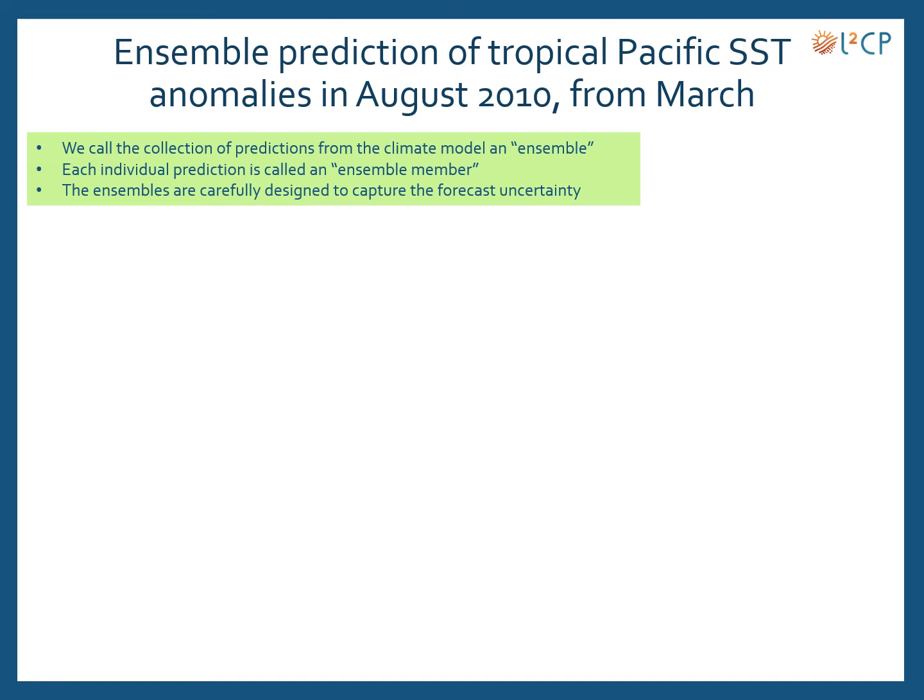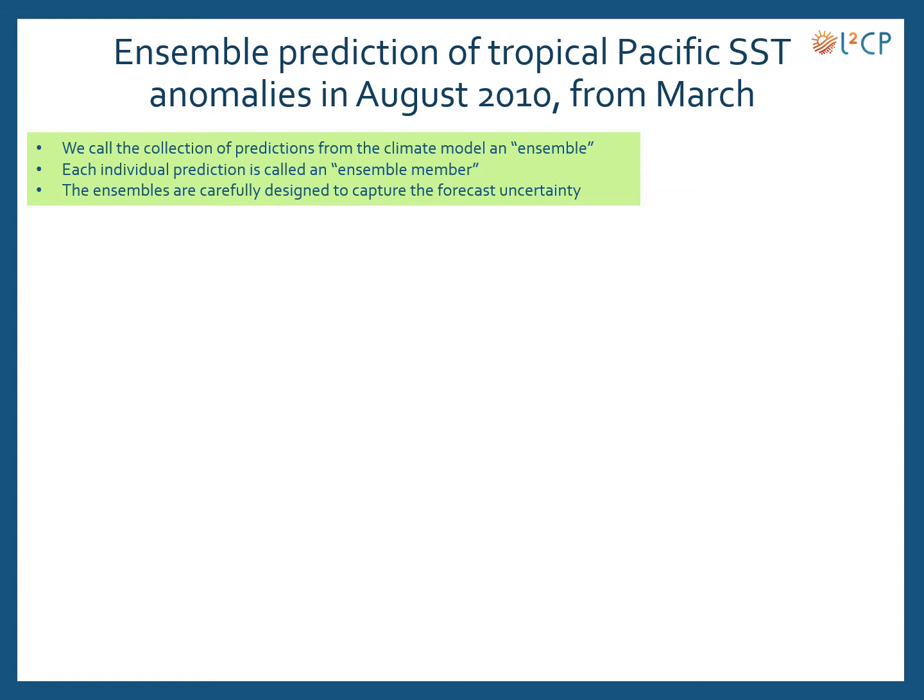We can now move on from the cartoon example to look at an example of a real ensemble forecast. We'll consider an actual prediction of the tropical Pacific sea surface temperature back in August 2010 from initial conditions in March 2010. It's a 6-month ahead forecast. And it was an important forecast because a strong La Nina developed in the tropical Pacific over the period and was a major factor contributing to severe drought in East Africa.